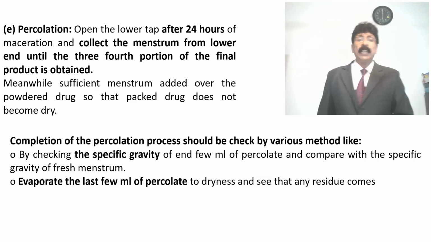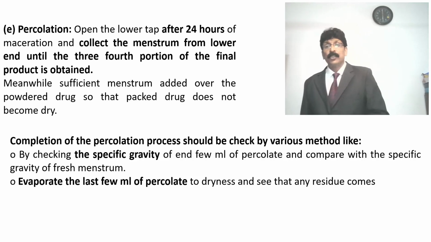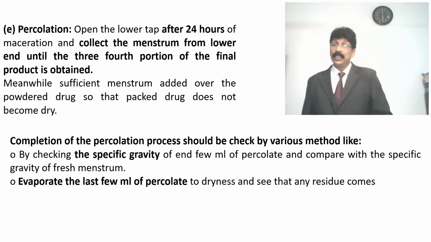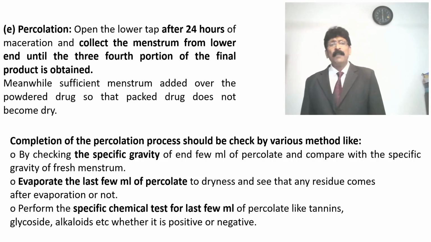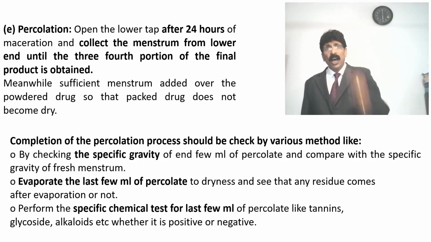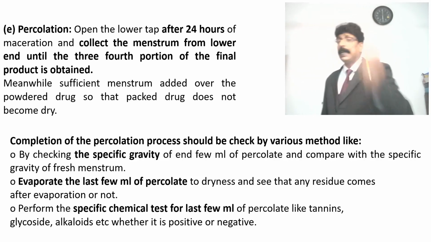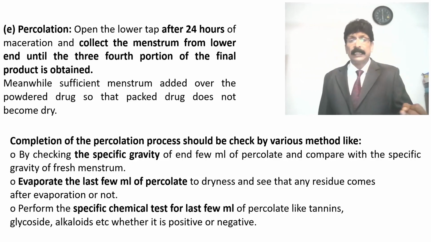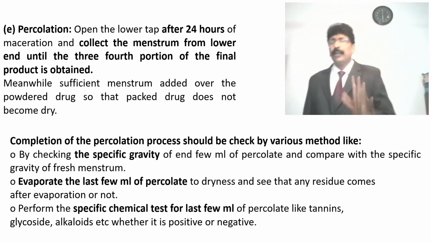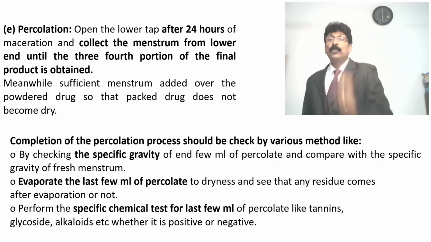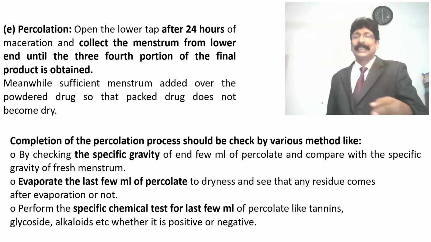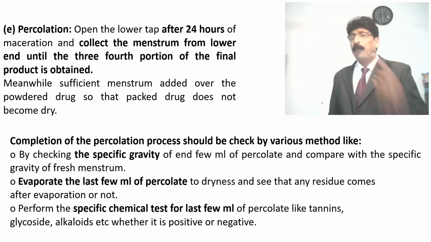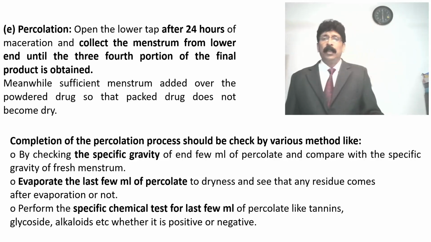Evaporate the last few ml of the percolate to dryness and see whether any residue remains after evaporation or not. Perform a specific chemical test on the last few ml of the percolate, like the tannin test, glycoside test, alkaloid test, etc. That means all phytochemical investigation tests. So the student should know the chemical tests from the chapter before extraction. If it is positive, go for repeated percolation again. If it is negative, you can stop your percolation process.